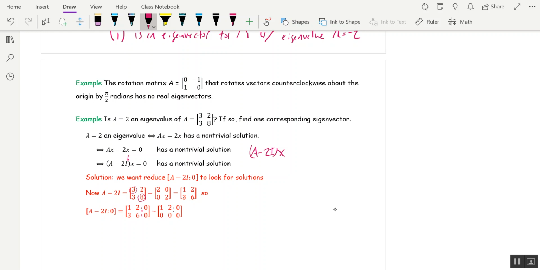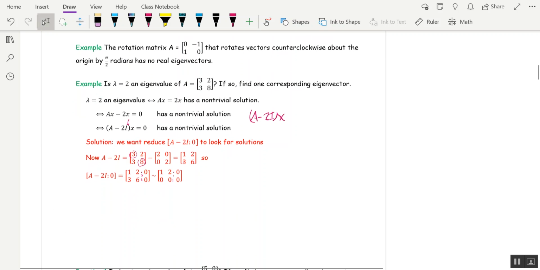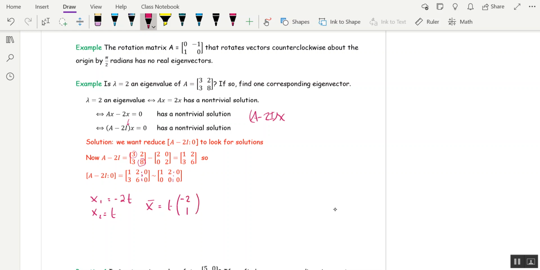I went ahead and did that because it only took one operation. Now I've got two variables, x1 and x2. x2 does not correspond to a pivot, so x2 is free. x1 is -2 times x2, so -2t. So solutions look like t times -2, 1. Any t not equal to 0 will give us an eigenvector.